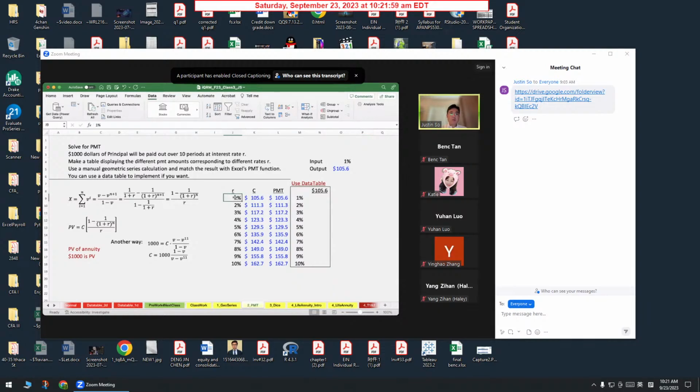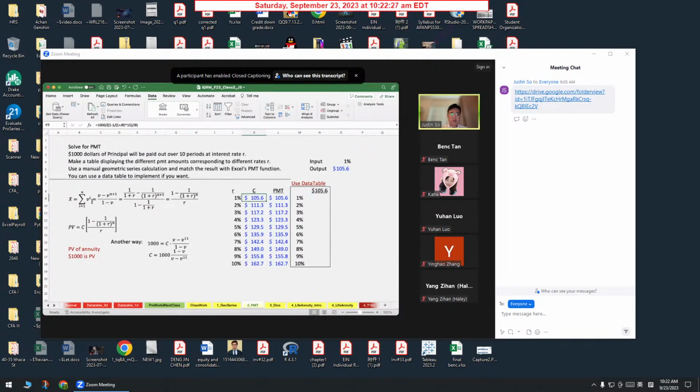The data table is actually easiest if you have mastered how to use it. We want to give just 1% to 10%. You can start from whatever percentage you want. From 0% you can go to 100% by increments of 0.1%. It's your choice. I just chose 1 to 10%. How do we calculate the payment amount? Using the formula. The formula here on the left side is a manual calculation.